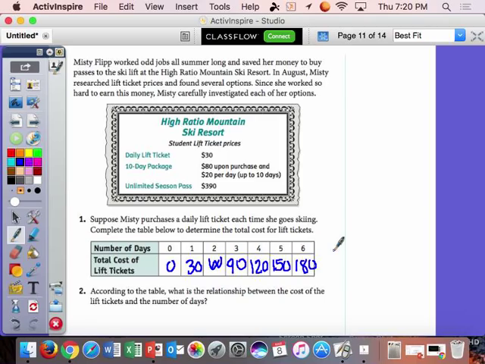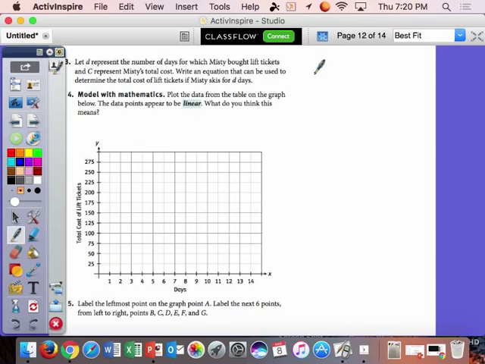All right. According to the table, what is the relationship between the cost of the lift tickets and the number of days? What happens every time we add a day? We add how much money? So this is going to be kind of quick and dirty, but add 1 day, add $30. Does that make sense? Every time Missy goes another day, she adds another $30. All right? So if we are going to write this as an equation, we don't want to have to say add 30, add 30, add 30 every single time.